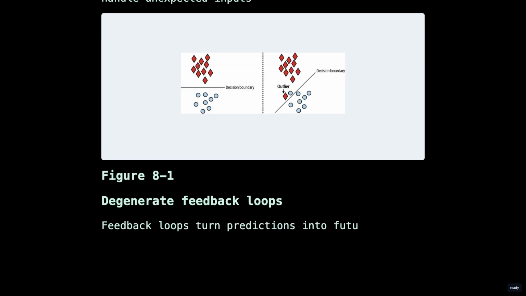A normal feedback loop measures how long it takes for a prediction to get a response, and that response can become a label for the next model. The trouble starts when the prediction itself changes what users do, so the feedback is no longer neutral.